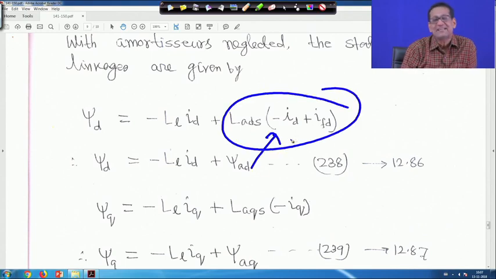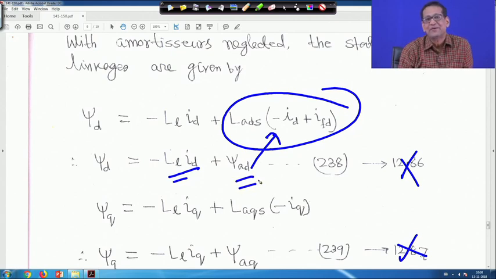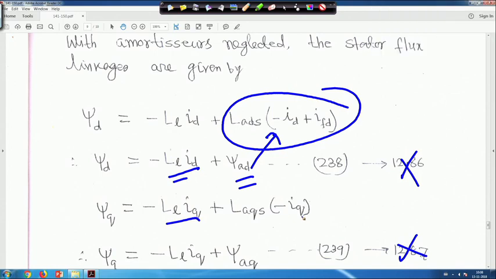This is my psi AD, right. This is for my reference. So psi d is equal to minus LL ID plus psi AD. Similarly, from figure 20B, psi q is equal to minus LL IQ plus LAQS into minus IQ, or psi q is equal to minus LL IQ plus psi AQ. This is actually psi AQ. This is equation 239. You will go back to figure 20B, right.